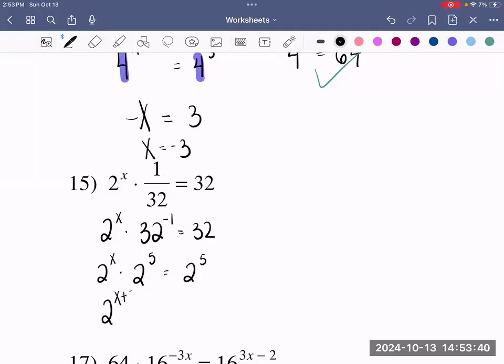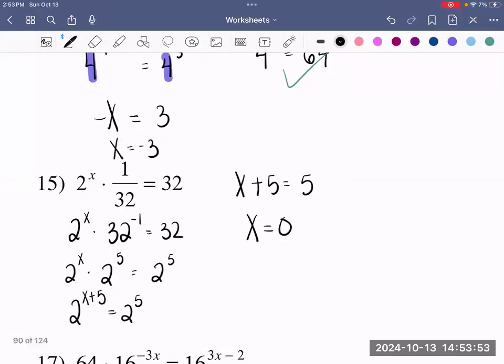So we have 2 to the x plus 5 here is equal to 2 to the 5th. Then we can ignore the base and have x plus 5 is equal to 5. Subtract, we get x is equal to 0. So let's see if that is true over here. So let's go ahead and check.